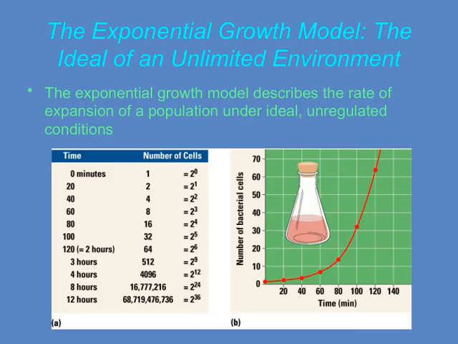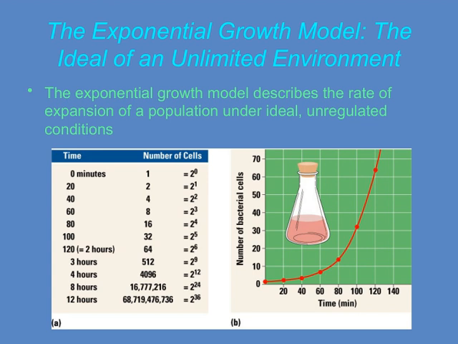The exponential growth model describes the rate of expansion of a population under ideal, unregulated conditions. What this means is that, in a perfect environment with unlimited resources, a population can grow rapidly without any constraints. The model essentially captures how populations could increase if nothing is holding them back. When we talk about the ideal of an unlimited environment, we're imagining a scenario where resources like food, space, and other necessities are abundant, so the population isn't limited by these factors.